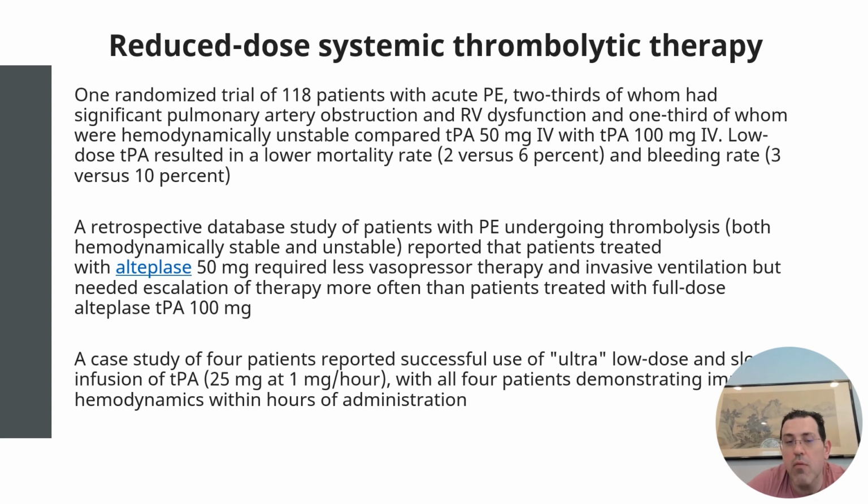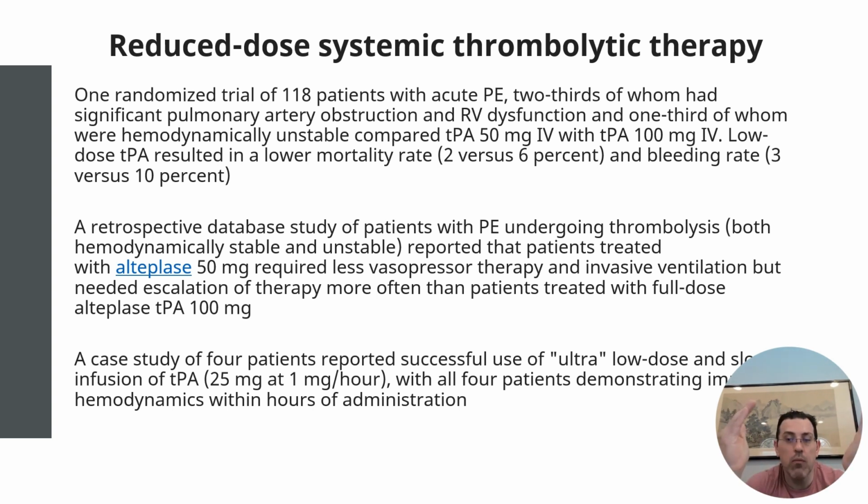In another study here, this is a retrospective database study of patients with PE undergoing thrombolysis, both hemodynamically stable and unstable, and they reported that patients treated with alteplase 50 milligrams required less vasopressor therapy and invasive ventilation, but they needed escalation of therapy more often than patients treated with full dose. And so that really raises the question: maybe if we have an individual who is in shock, then 100 milligrams of treatment is better. But if we have those submassive patients who are on the cusp, so to speak, then perhaps a well-informed risk-benefit conversation, and maybe the lower dose might be more effective.